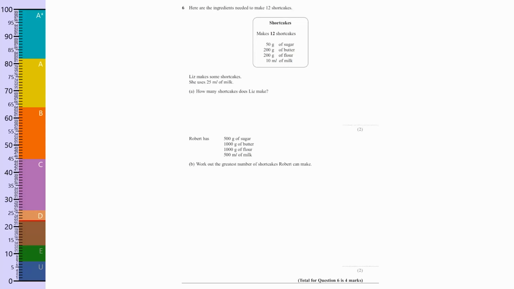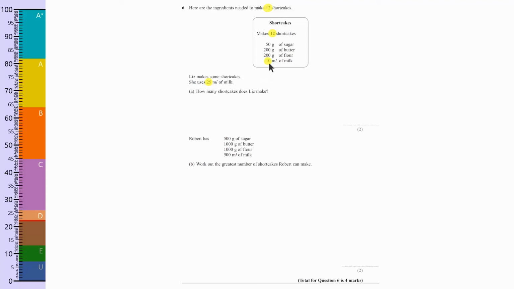Okay, it's everyone's favourite ratios question, or recipes question, I should say. So looking at this, let's highlight some key points. There are ingredients for 12 shortcakes. She wants to use 25 millilitres of milk, and at the moment there are 10 millilitres of milk. How many shortcakes does Liz make?